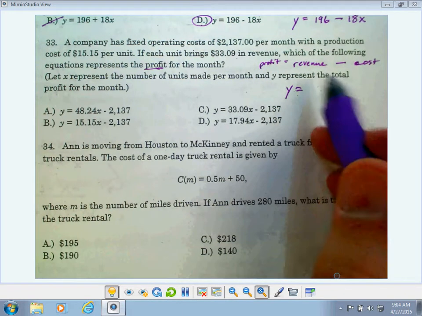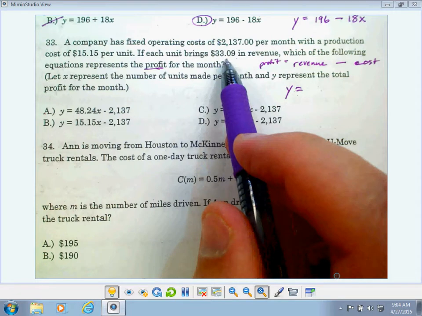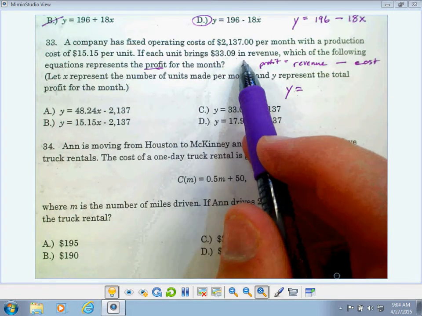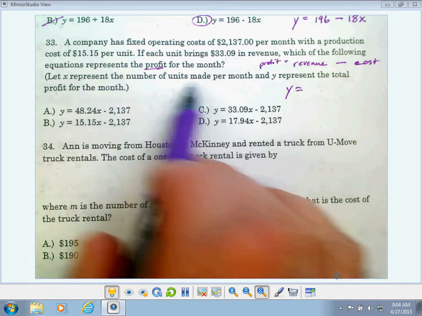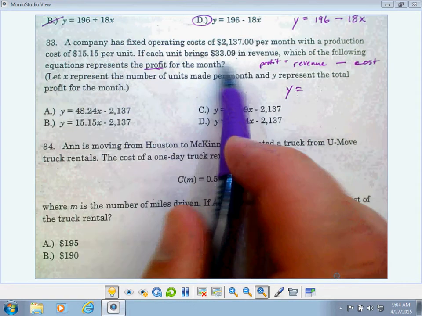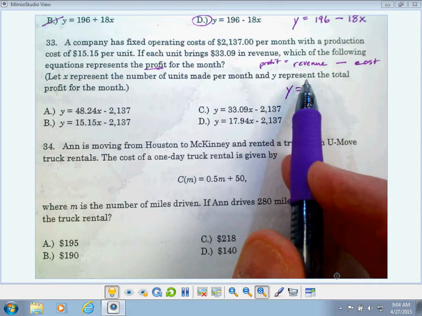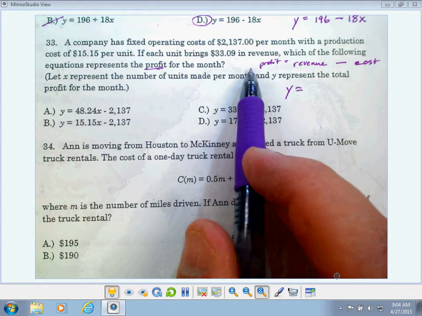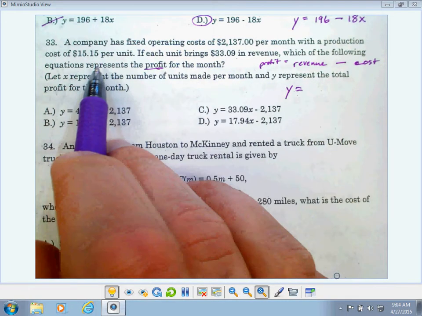So what kind of revenue do we get? We get $33.09 per item. Okay, but we also know that each item costs us $15.15 per item. So really, per item, our profit, we can work on that alone. Our profit would be $33.09 minus $15.15.